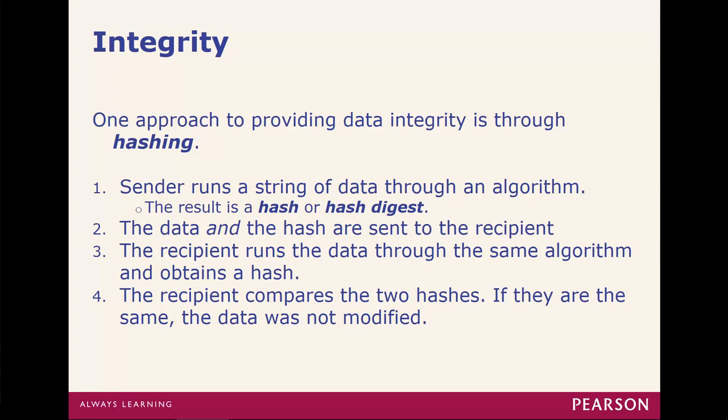One way of providing integrity is through a hashing process. So the sender will run a string of data through an algorithm. The result is a hash. The data and the hash are sent to the recipient. The recipient runs the data through the same algorithm, and they look at the two hashes. If they're both equal, then the data wasn't modified. The recipient compares the two hashes. The big thing here is it will check. If the hashes are the same, it's the same data.